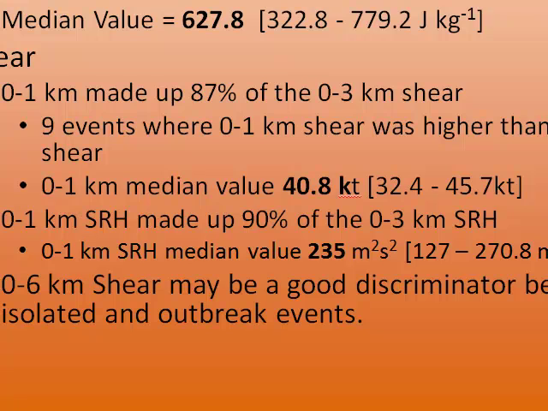So we decided then to look at the shear. The shear is a change in wind speed and direction with height. And here we're looking between the surface and 1 kilometer. Well, that made up 80% of the 0 to 3 kilometer shear, so that's probably a better one to look at. And the median value, a lot of times you look between 35 and 40 knots as being your key values, and we got the same there. Storm relative velocity is about 235, but they definitely range all over the place. I'll show you that. But we also looked at 0 to 6 kilometer shear, which is 0 to about 20,000 feet, and that seemed to actually be a good discriminator between isolated and multiple or outbreak events.